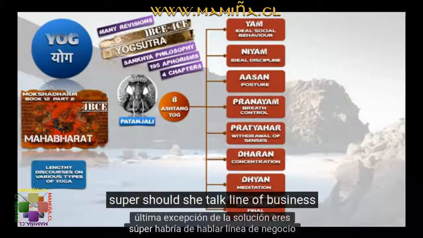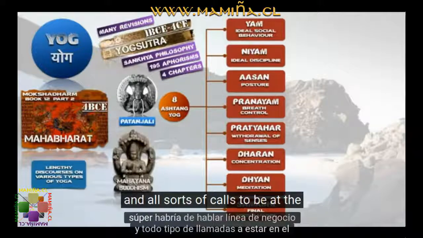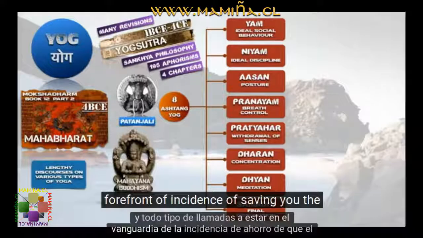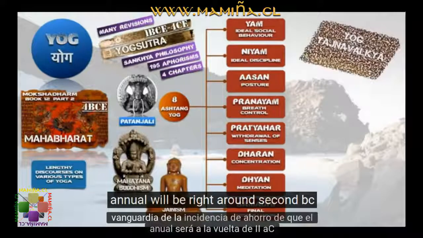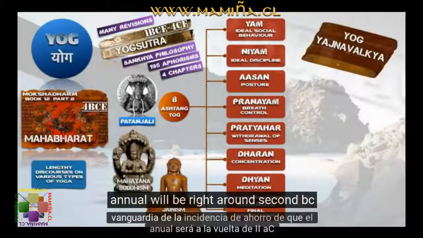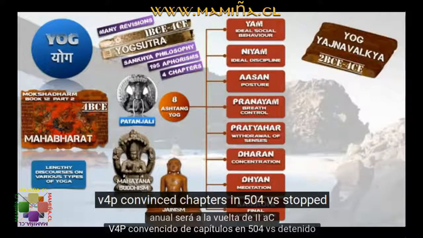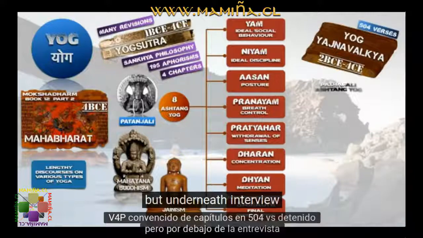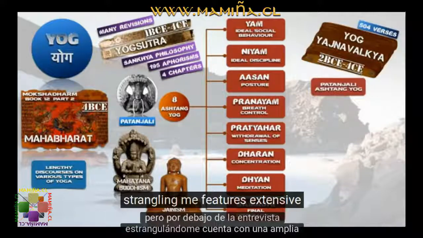Yoga Sutra shows shades of Mahayana Buddhism and is also supposed to be at the core fundamentals of Jainism. Yoga Yajnavalkya, codified around 2nd BCE to 4th CE, contains 12 chapters in 504 verses, and expounds Patanjali's 8-limbed yoga or Ashtanga yoga.